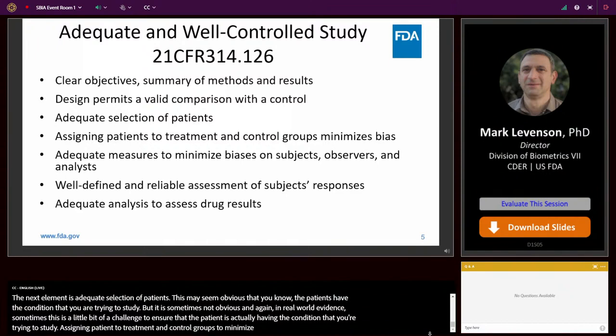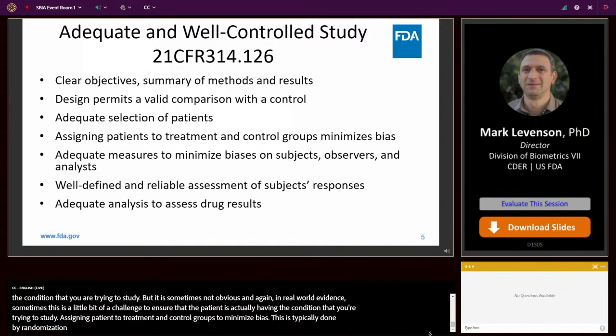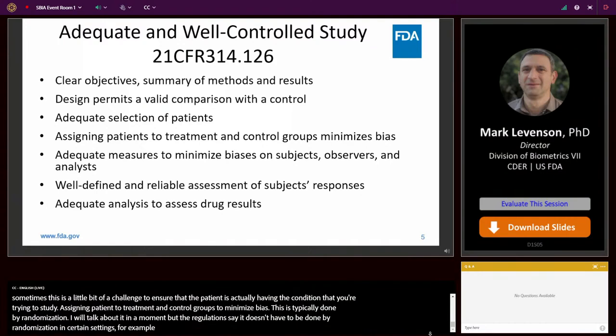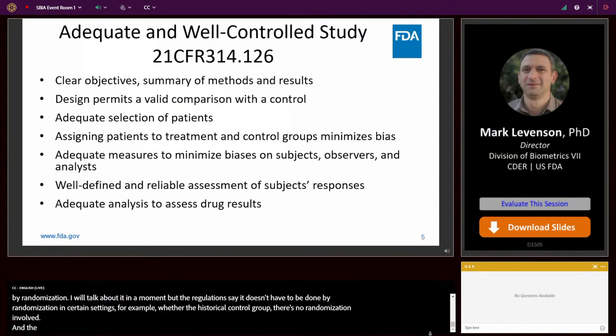This is typically done by randomization, and I'll talk about that in a moment. But the regulations say it doesn't have to be done by randomization in certain settings. For example, again, with a historical control group, there's no randomization involved. The next element is adequate measures to minimize biases on subjects, observers, and analysts.